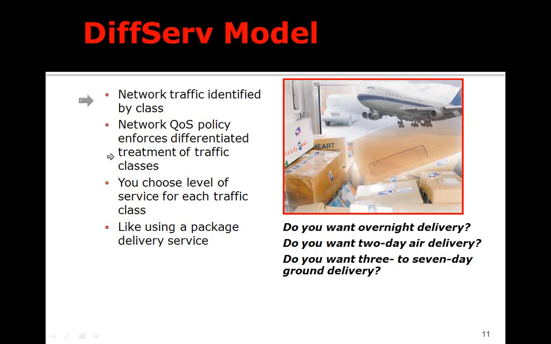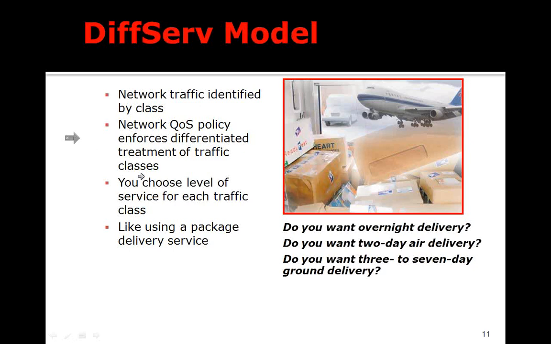So we identify the network traffic. So we basically call it out, whether it's real-time protocol or we want to call it out by ports and use an access control list. We're going to actually classify it by some means. The policy is enforced, differentiated treatment of traffic classes. What does this mean? We're going to put things into different buckets and then deal with those buckets in separate ways.